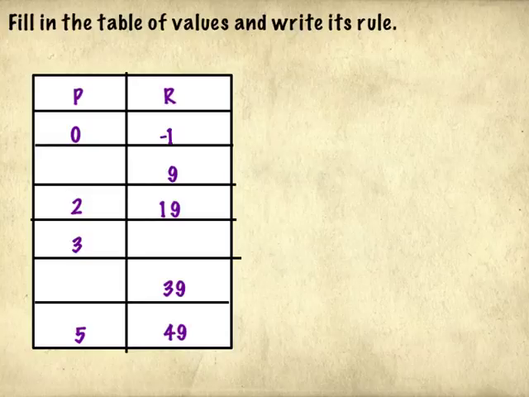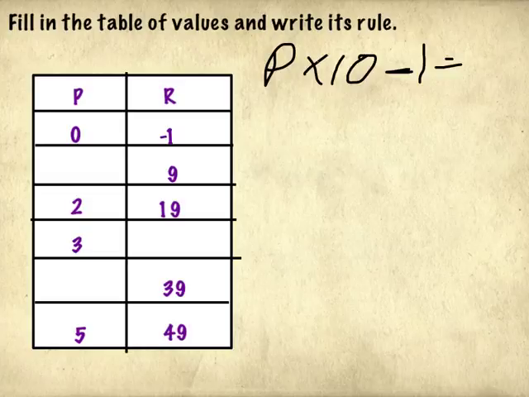So I have 0 and -1. So probably there's going to be some kind of subtraction at the end of it, because whatever I do to 0 is going to give me 0. It's probably going to be take away 1. Let's try that out on 2. What can I do to 2 that when I take away 1 gives me 19? Well, 19 plus 1 would be 20. So 2 times 10 would be 20. So what if I did p times 10 minus 1 equals r?